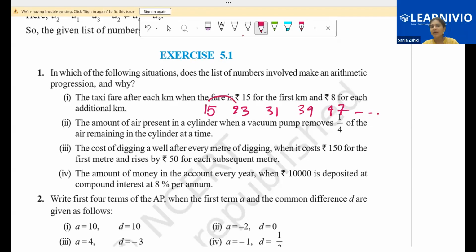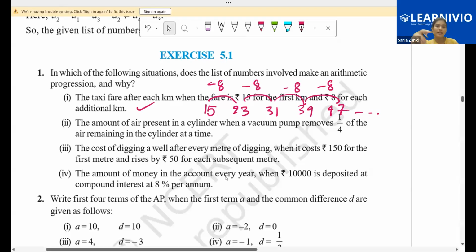So you see, since I've added 8, 8, 8, 8, the common difference is how much? 23 minus 15 is 8, 8, 8. That's the common difference, and thus it is an AP. So the first one is an AP.